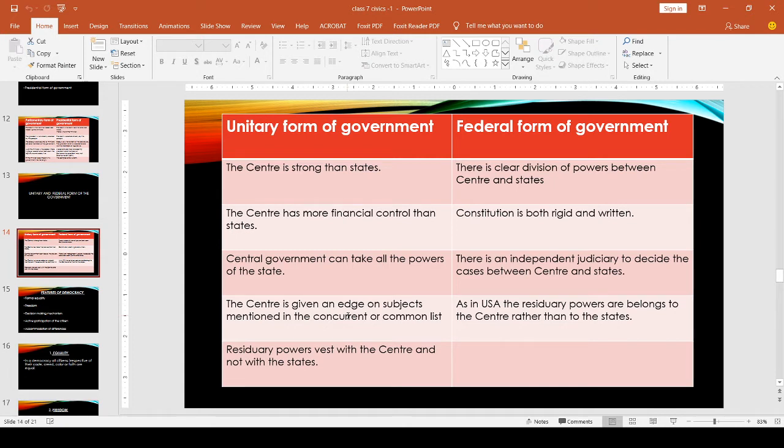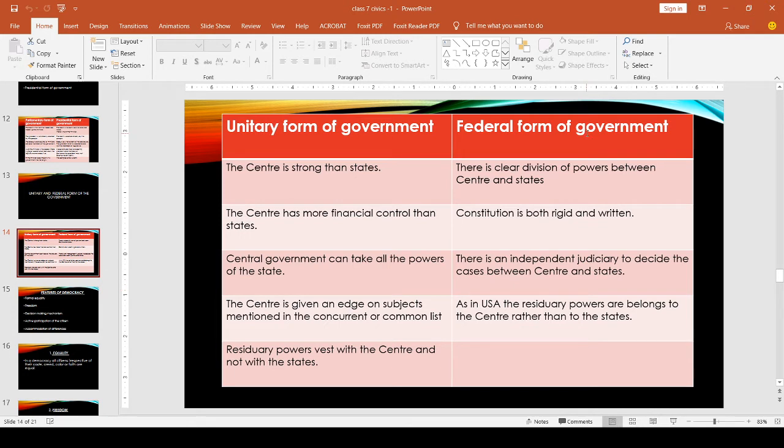Okay. Then last one. Residuary powers are vested with the center and not with the state. What is residuary power? Yes, the power of making law. So the power of making law is also vested to the central government, not with the state government, because state government has no power in the unitary form of the government. Only the central government has the power. So the power of making law is also vested with the central government. Clear?